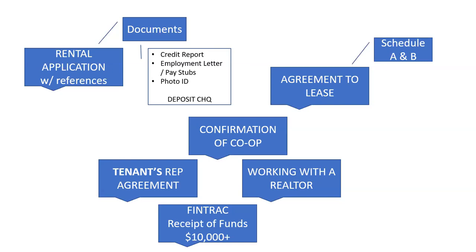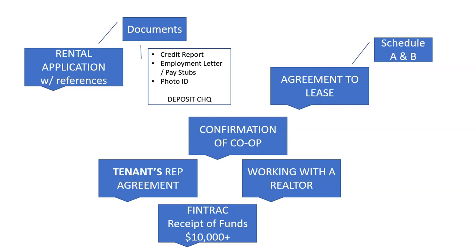So you're basically sending them two PDFs, the rental application with supporting documents, and then the offer to lease, which consists of your agreement to lease, the attached schedules, and confirmation of co-op. So that's what you would present to the listing agent. The tenant representation agreement and working with a realtor, those also need to be done at the time of preparing an offer or before, because this authorizes you to work on their behalf.